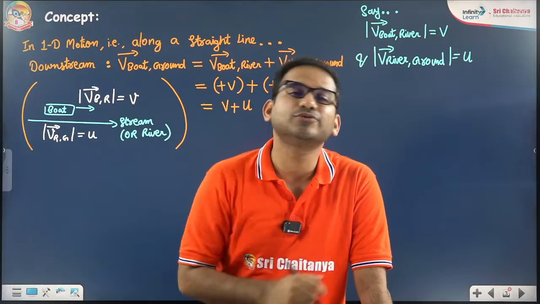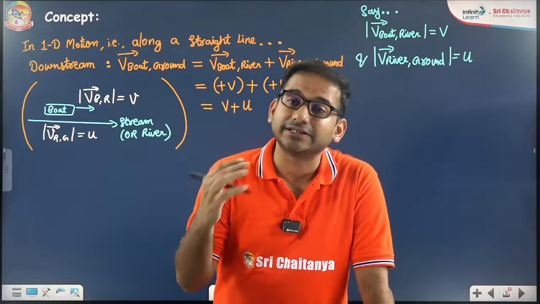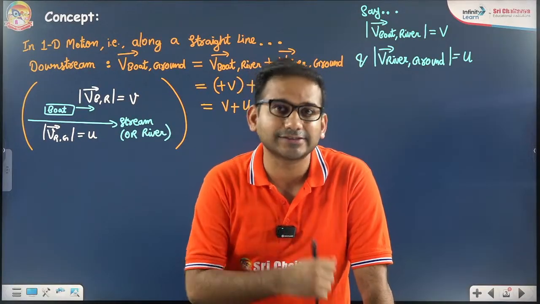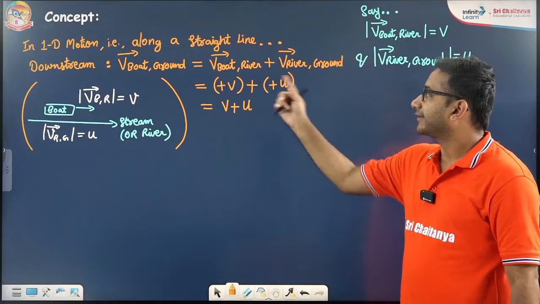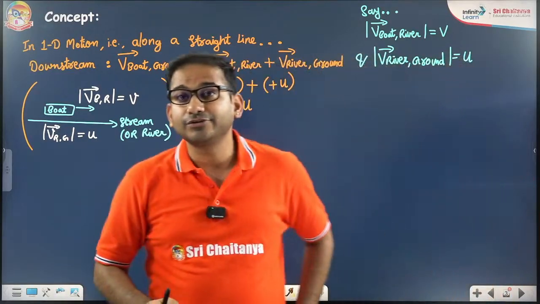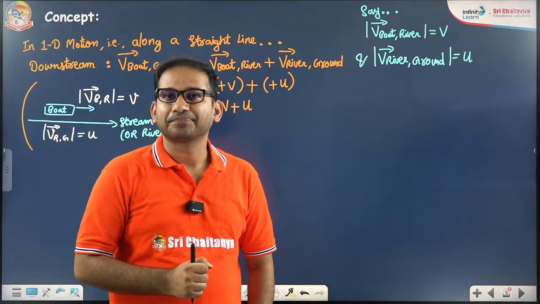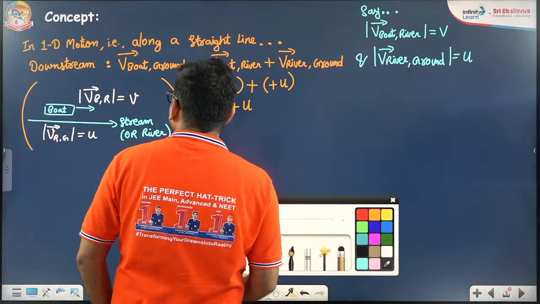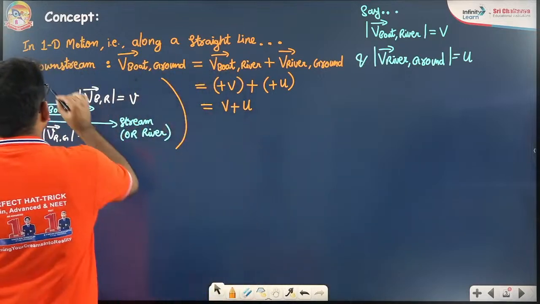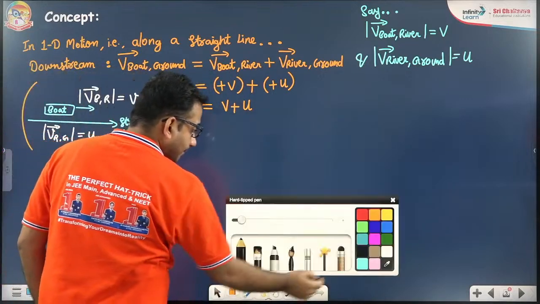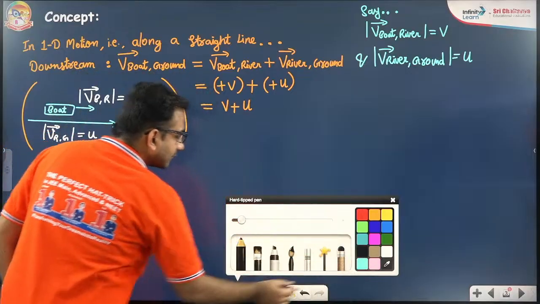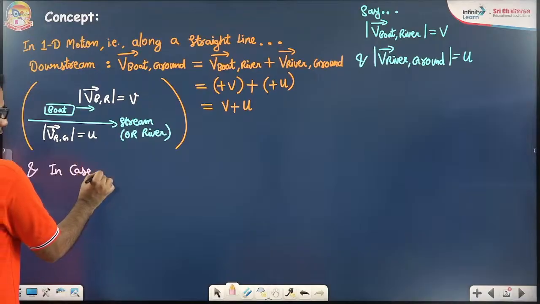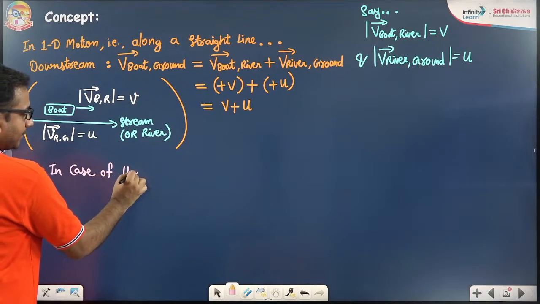Water itself is moving. So with what resultant or effective velocity will the boat be moving? How do we get that? We get that by doing the vector addition over here. Is that clear? One more time, let us see that.